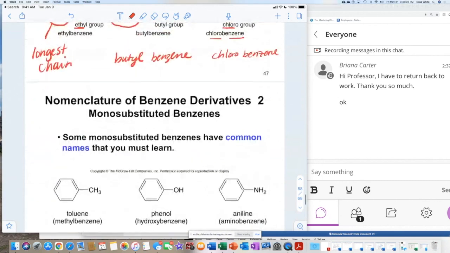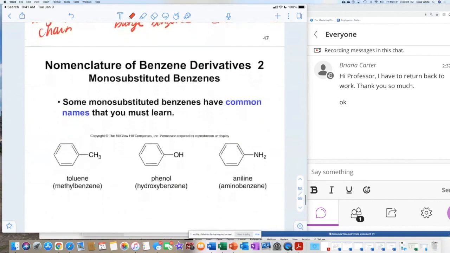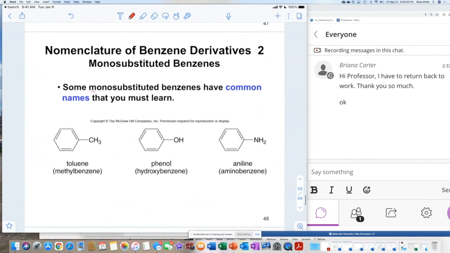So here we're being told that some of these monosubstituted benzenes have common names that you have to learn because scientists use these names. This is where I'm like, what's your number? Can I call you and complain? Why can't we stick with the one name you gave us before? But think about it. People call you different names. Some people call you whatever your name is. Some people call you sweetie. Some people call you, I don't know.